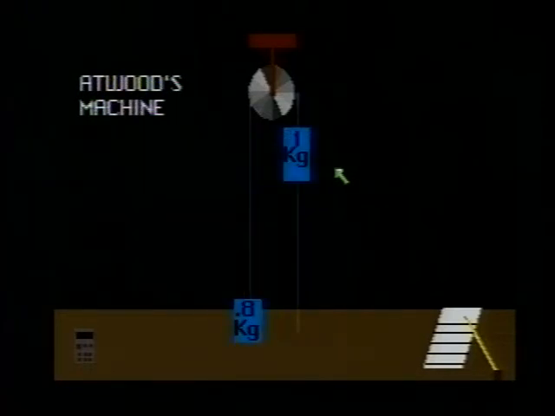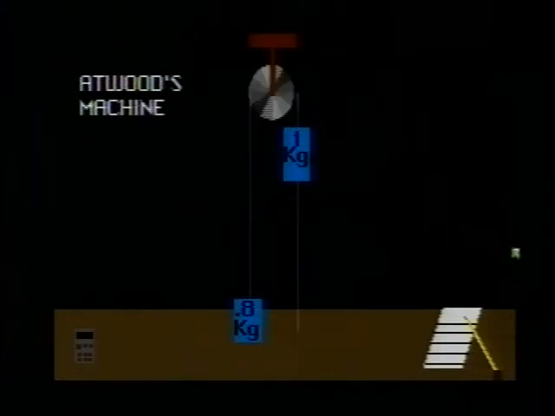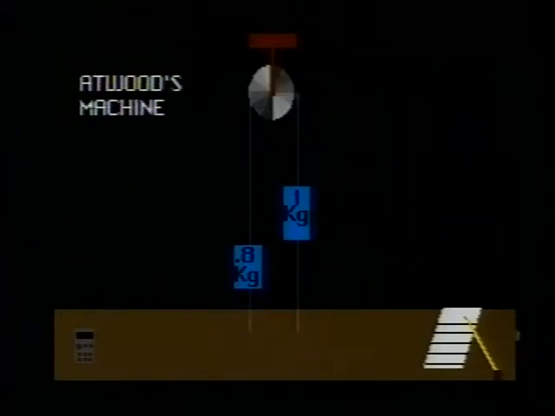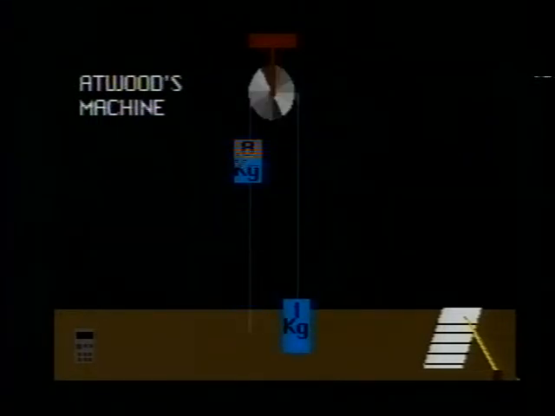One important thing to realize in this problem is that the magnitudes of these two accelerations would have to be the same. Since the two masses are tied together by a rope, the downward acceleration of the 1 kilogram mass must be equal in magnitude to the upward acceleration experienced by the 0.8 kilogram mass. All right, why don't you try to solve that problem now before watching its solution?